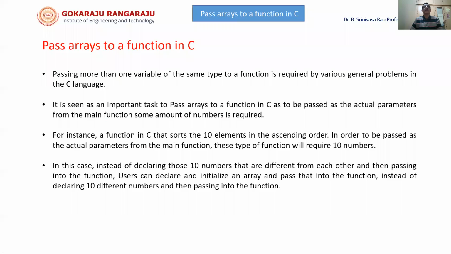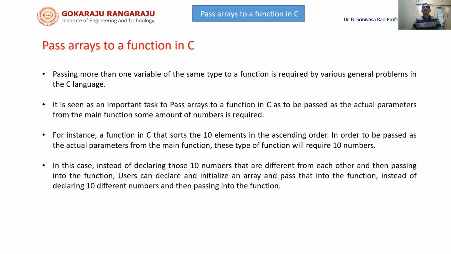Passing more than one variable of the same type to a function is required by various general problems in the C language. It is seen as an important task to pass arrays to a function in C, to be passed as the actual parameters from the main function. Some amount of numbers is required. For instance, a function in C that sorts 10 elements in ascending order.